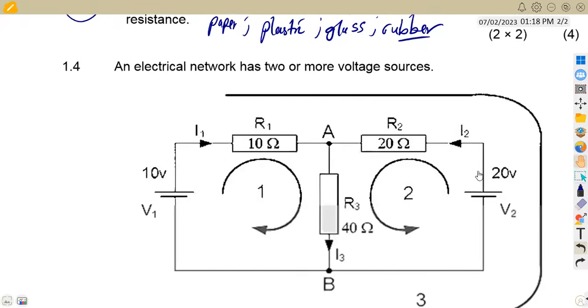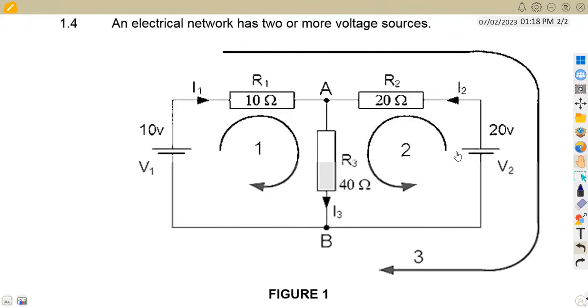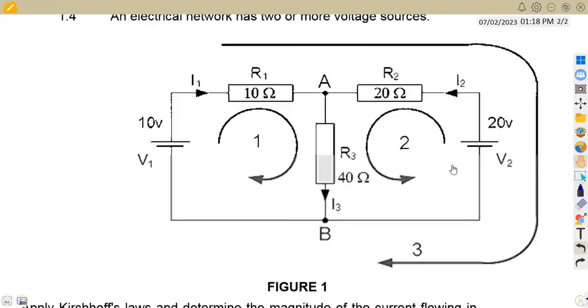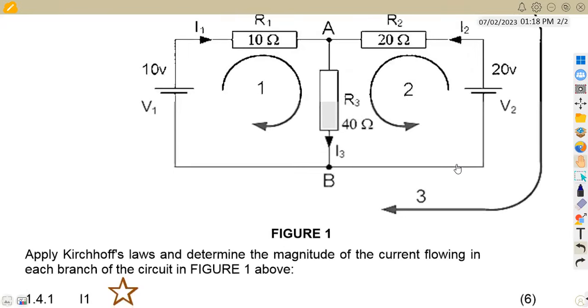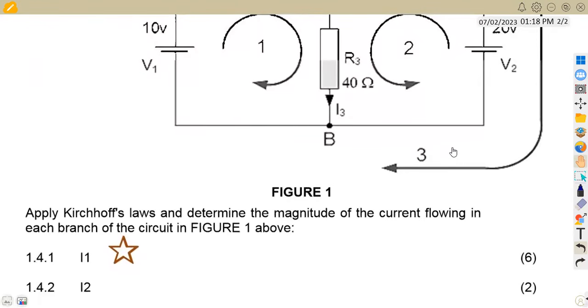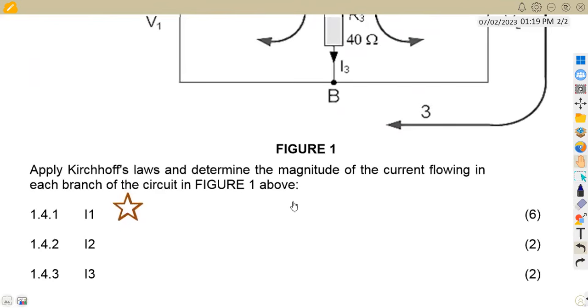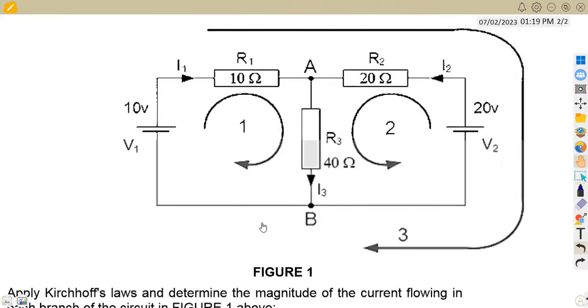All right, 1.4, we've got a circuit here that we're supposed to consider. An electrical network has got 2 or more voltage sources. This one has 2, so this is the source. Apply Kirchhoff's laws and determine the magnitude of the current flowing in each branch of the circuit in Fig 1 above. That is to calculate I1, I2, and I3 from this diagram.